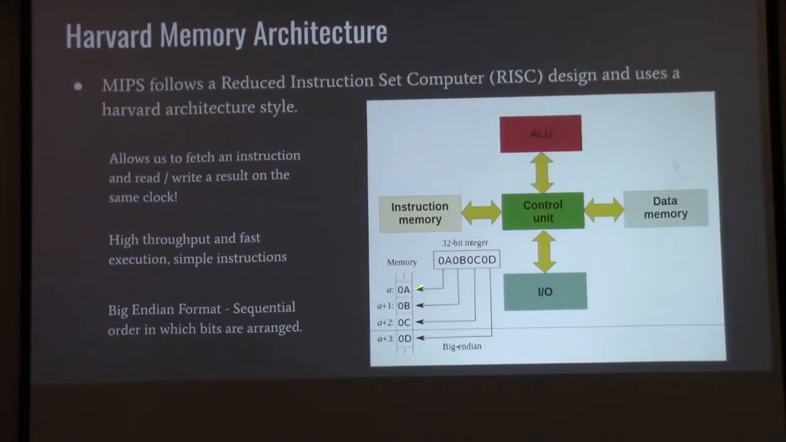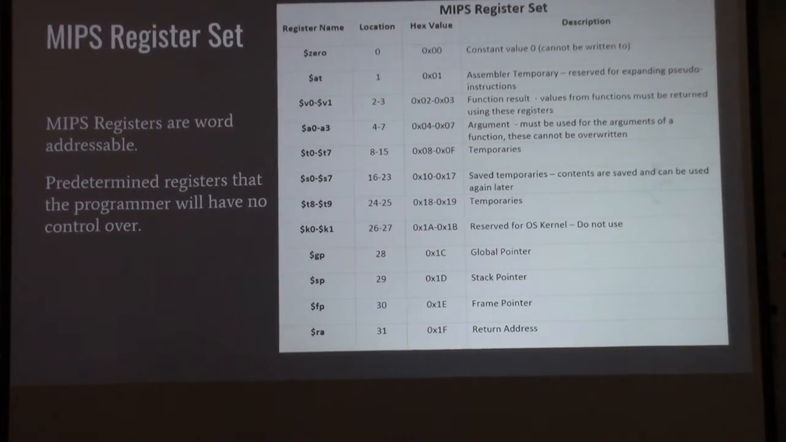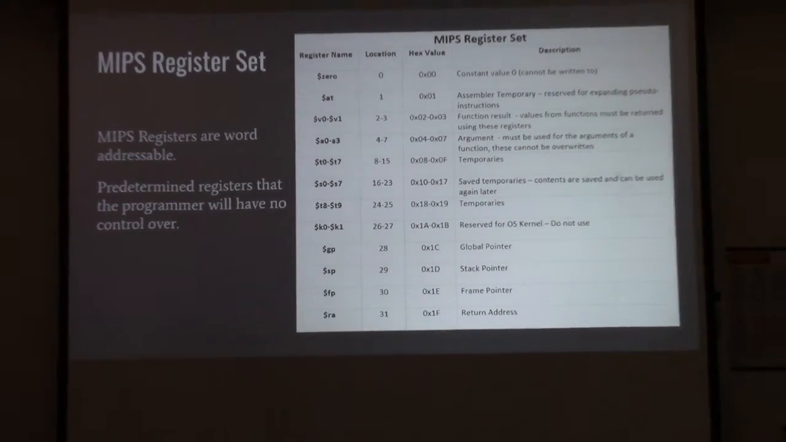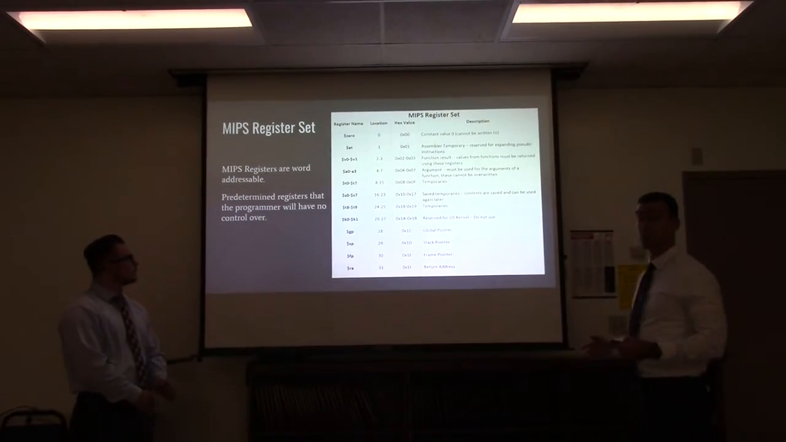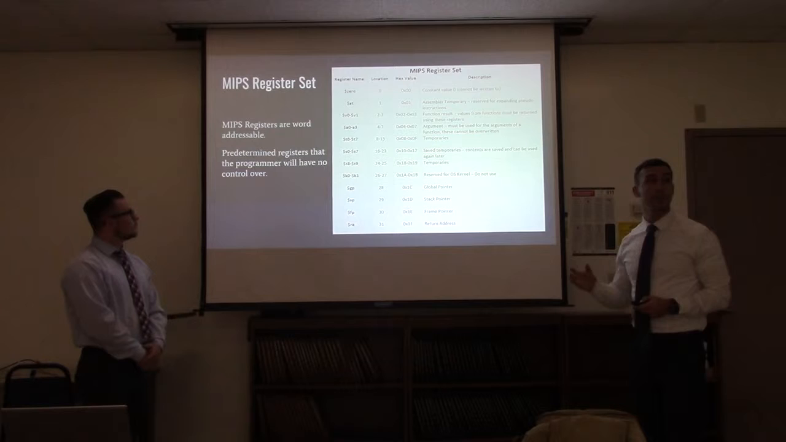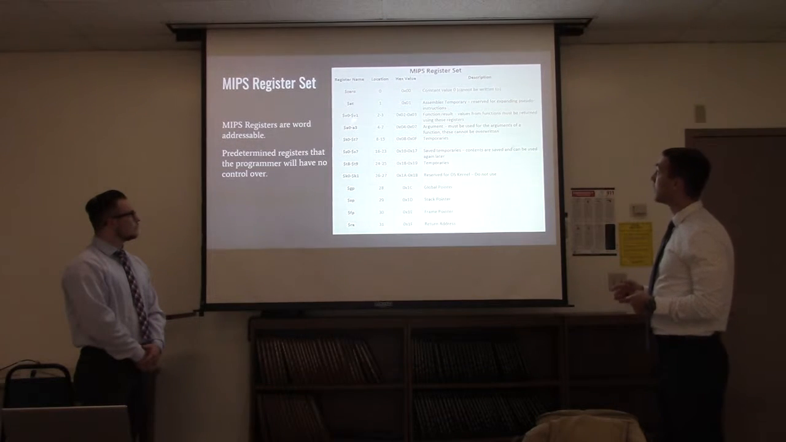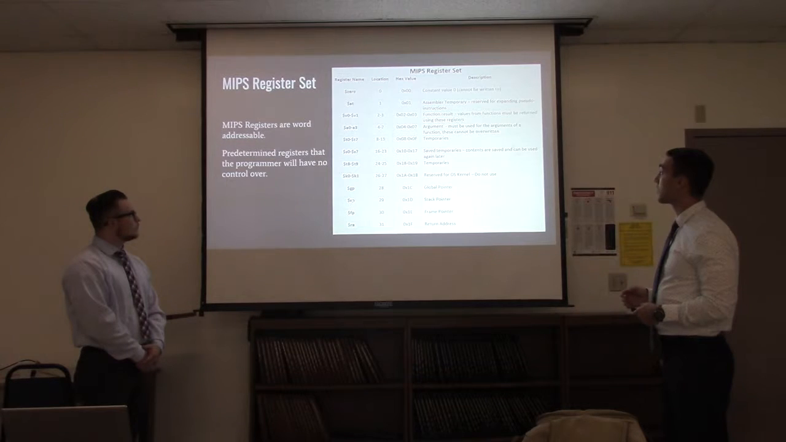Also, it's in a big endian format, so basically what that means is the data is transferred to memory, MSB first, as shown. And then we get into the register set of the MIPS machine. So there's 32 registers. Keep in mind the MIPS is word addressable. And these are predetermined registers, so the programmer's not going to have any control over these. This is just kind of a background thing going on. But major registers we'll be using later on are the stack pointer, maybe the 0.